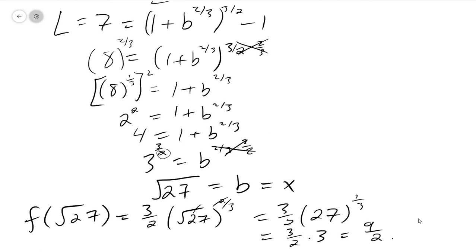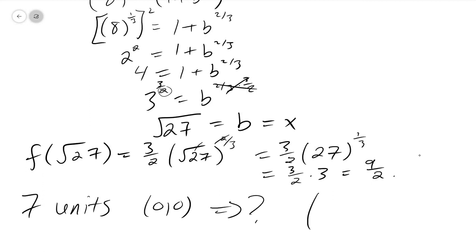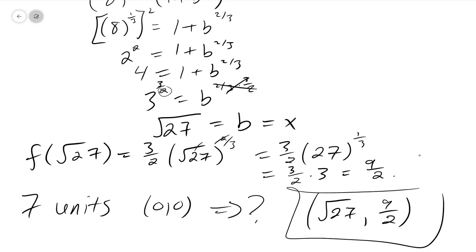So we'd say for our answer for doing an applied problem using this arc length, if we travel 7 units along our curve starting at 0, 0 in the positive x direction, where do we end up? Well, we end up at square root of 27, 9/2. And this would be our x, y coordinate that we end up at. So that was a little bit of a walkthrough with arc length and then applying arc length.